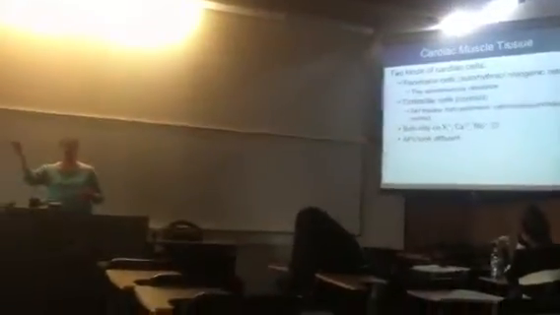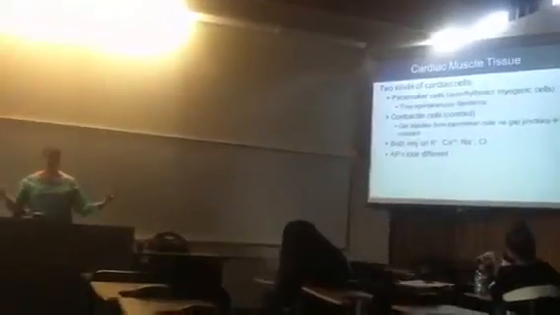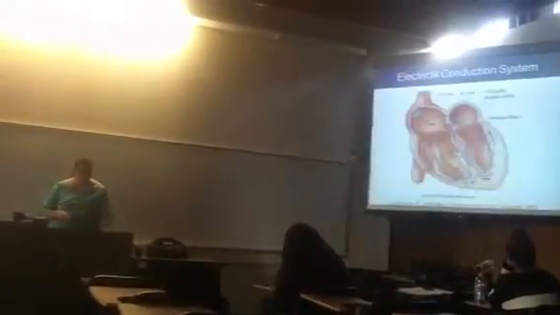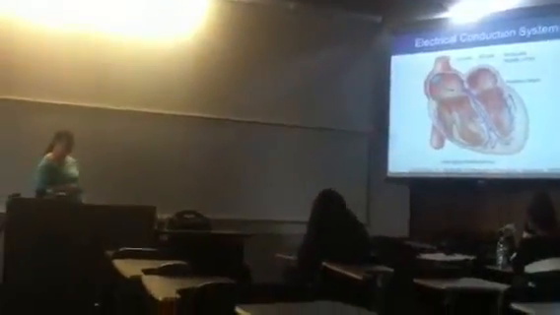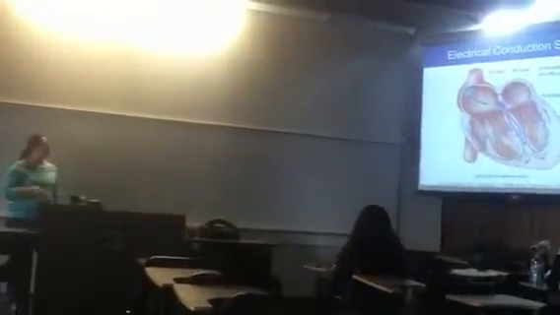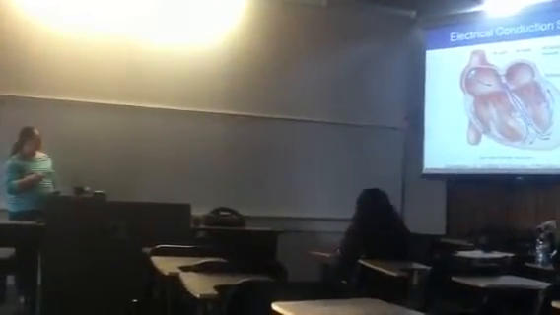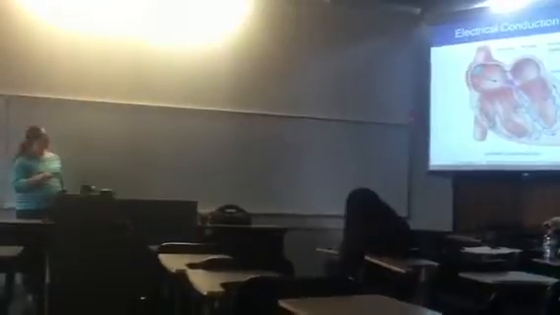But notice it's the same as nerve and skeletal muscle, right? And these guys, the action potentials look a little bit different. So you can tell what kind of cell it is, whether it's a pacemaker cell or a contractile cell, based on the action potential.